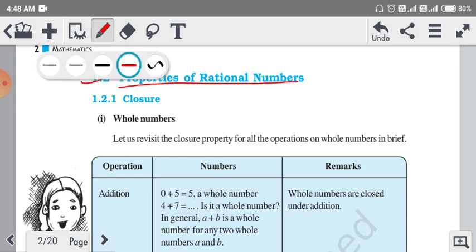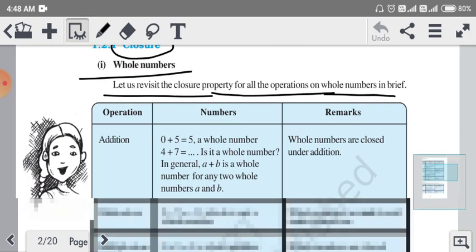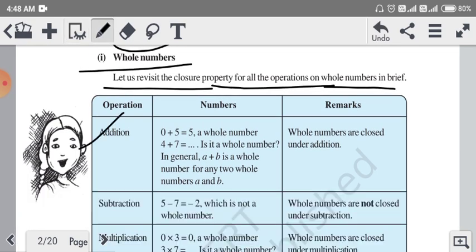So closure. Closure कहते हैं, पहला whole number. Let us revisit the closure property for the whole numbers in brief. तो क्लोजर प्रॉपर्टीज क्या क्या हैं? तो पहला देखते हैं एडिशन है. सो एडिशन में, if 0 plus 5 is equal to 5, is a whole number, then 4 plus 7 is equal to 11, is it a whole number? So in general, a plus b is a whole number for any two whole numbers a and b. Remark: whole numbers are closed under addition.